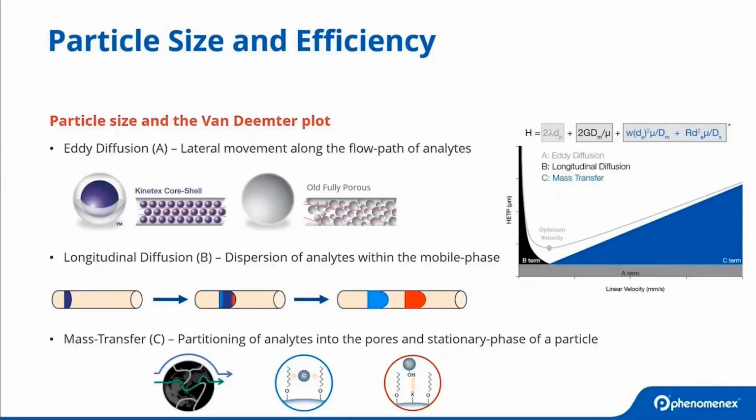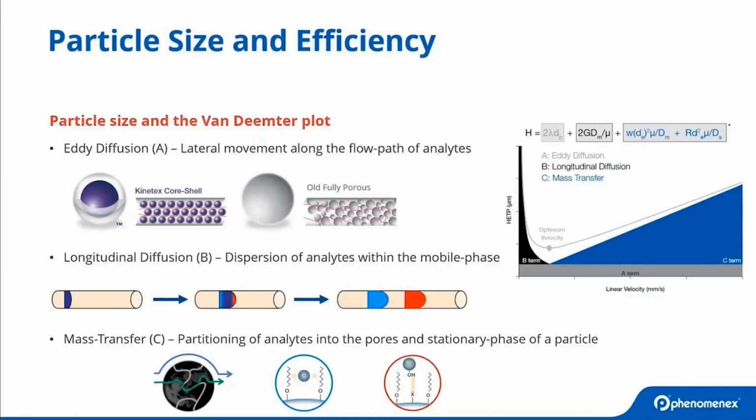Smaller particles generally lend themselves to more consistent particle size and ultimately more consistent flow paths of your analyte molecules through the column so as to minimize such effects as laminar flow and that distension of the cross-sectional flow path of the analyte band through the column. So in short, smaller particles, less contribution from eddy diffusion.